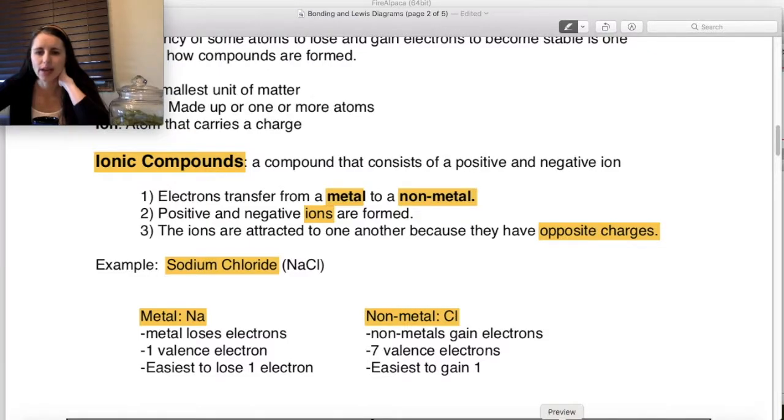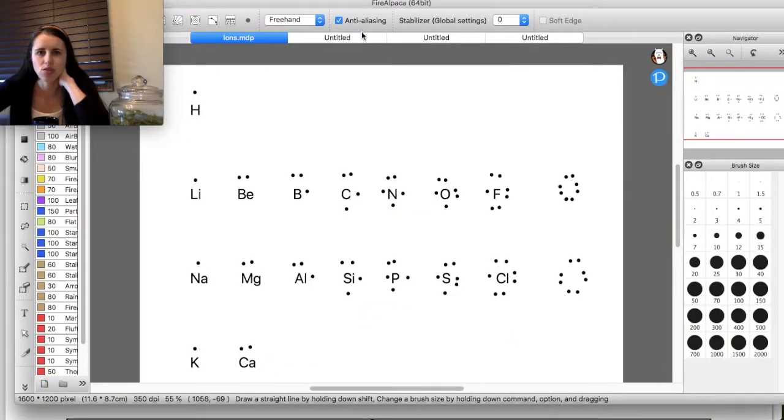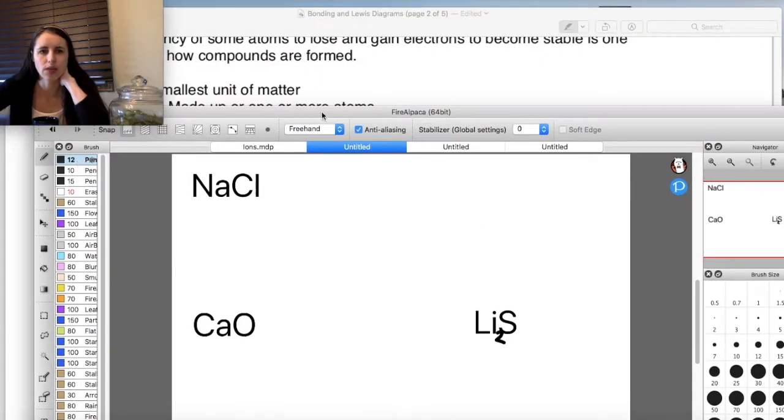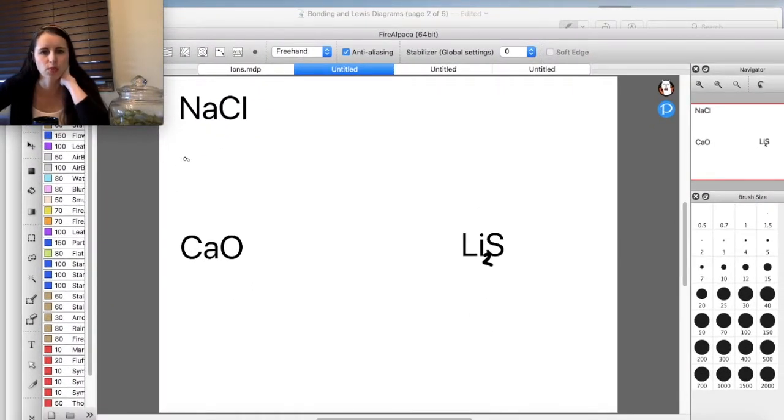So we're going to go ahead and look at how we would draw sodium chloride. For sodium chloride, we always ask that you start with our rough work. We're going to be using Lewis diagrams to make our life so much easier. We're going to draw a Lewis diagram for sodium, and we're going to draw a Lewis diagram for chlorine. Sodium is going to have 1 valence electron. Chlorine is going to have 7. 1, 2, 3, 4, 5, 6, 7.